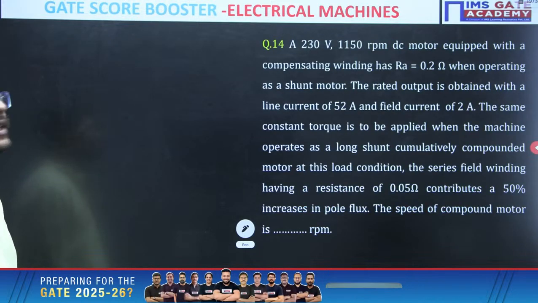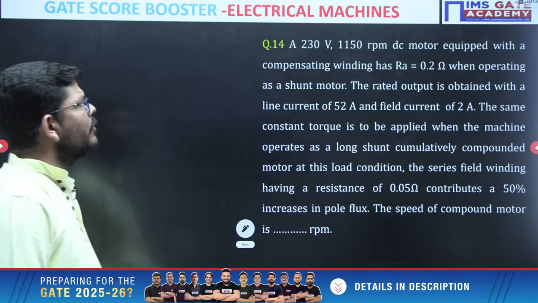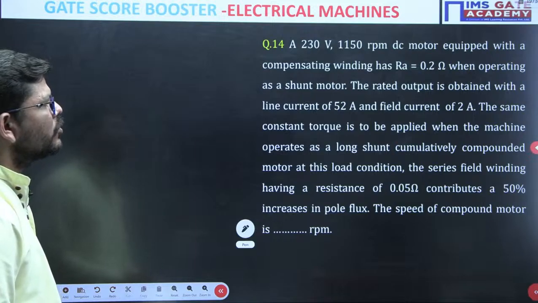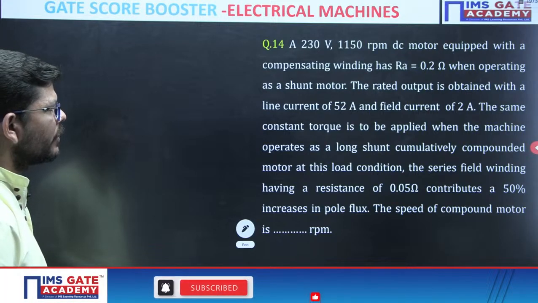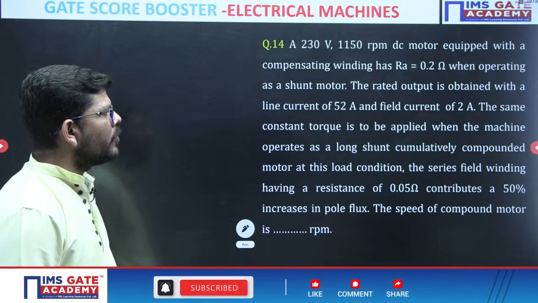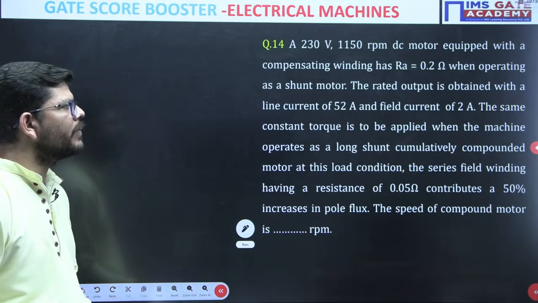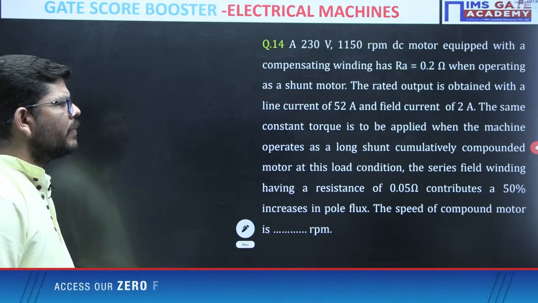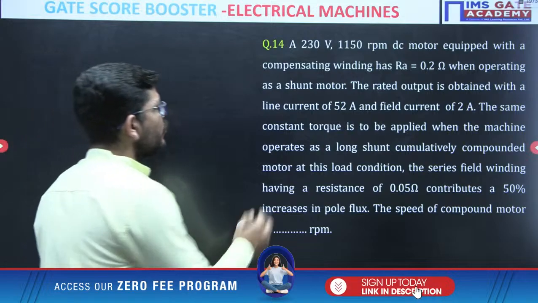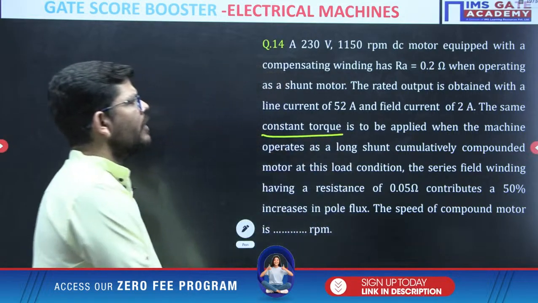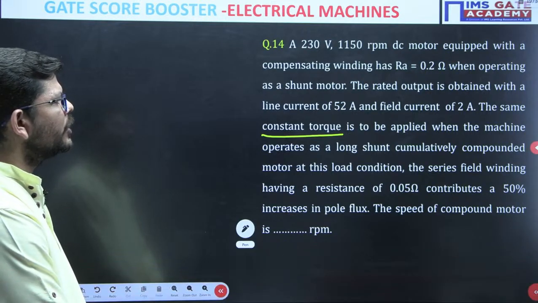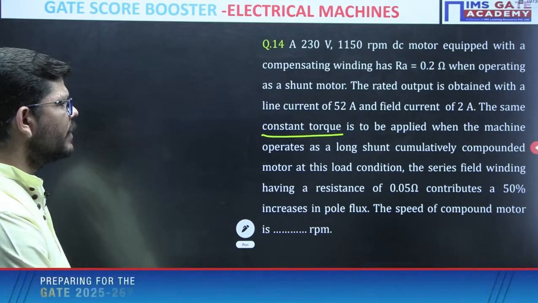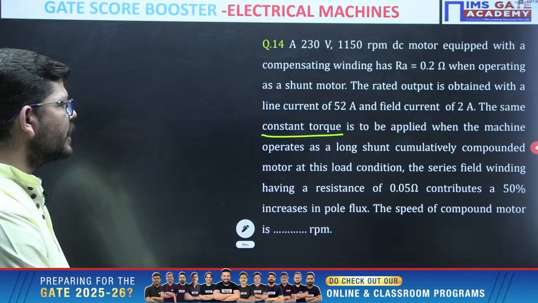Now have a look over this question. A 230 volt 1150 rpm DC motor equipped with a compensating winding has Ra equal to 0.2 ohm when operating as a shunt motor. The rated output is obtained with a line current of 52 ampere and a field current of 2 ampere. The same constant torque is to be applied when the machine operates as a long shunt cumulatively compound motor at this load condition. The series field winding resistance is given and contributes a 50% increase in the flux per pole.